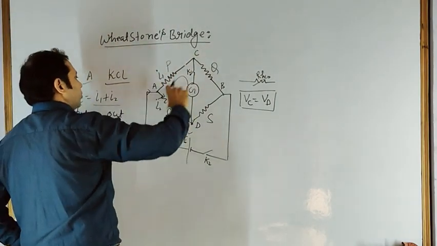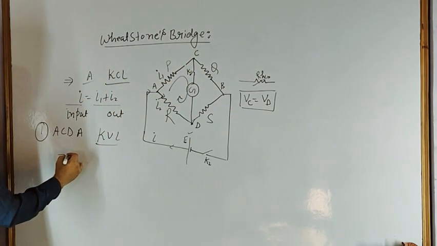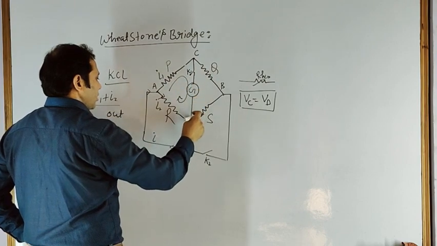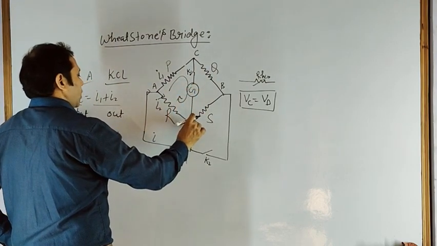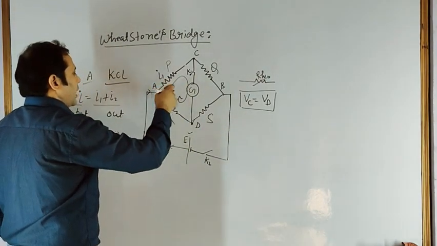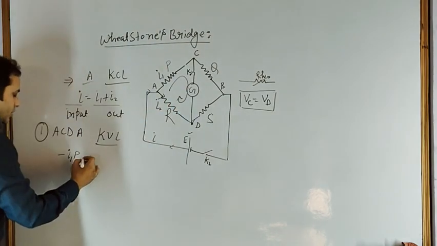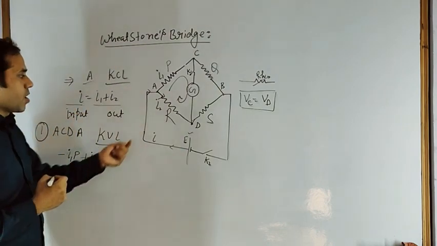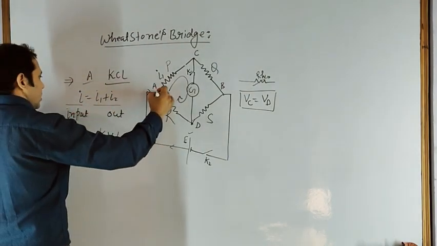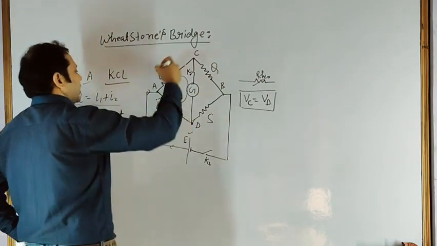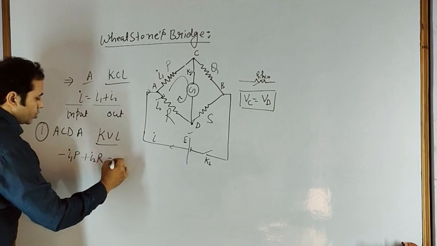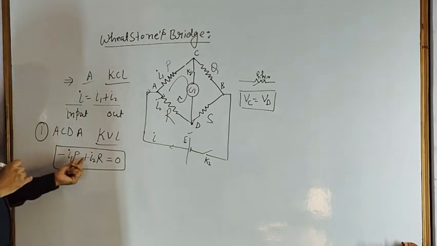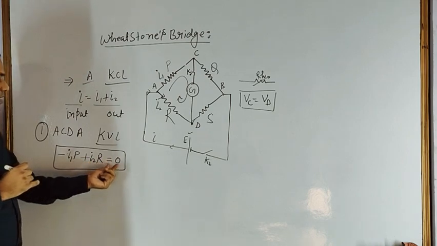So what will be the potential drop along AC? Minus I1P. There is no resistance in between. Then you will come along DA. The direction of the loop and the direction of current are opposite, hence you will write down the drop here as positive I2R. At point A, you have just completed the whole loop. So you can write down minus I1P plus I2R equals 0.